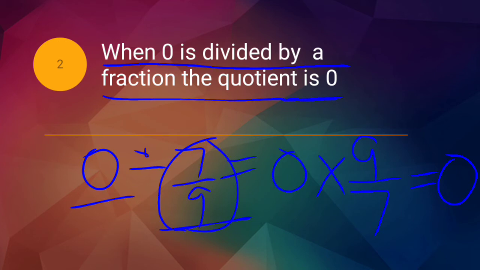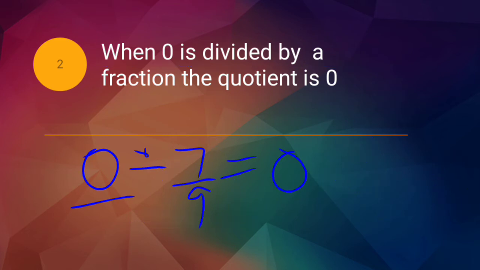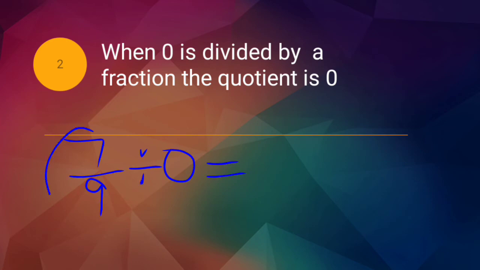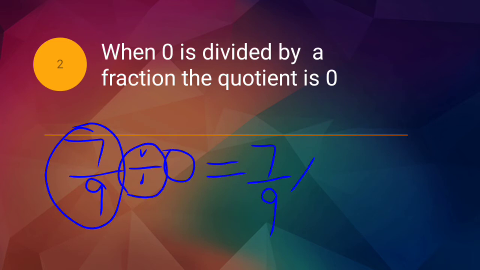Understand? But there is another case also. When the 0 is on the right hand side, what will you do? That's an important question. This type of question comes in the exam every time. So just watch how I'm solving it. I'm taking the same example, 7 upon 9 divided by 0. You just write the left side number as it is, 7 upon 9. The rule says the first number you write as it is, then change the division sign to multiplication and take the reciprocal of the right hand side number.